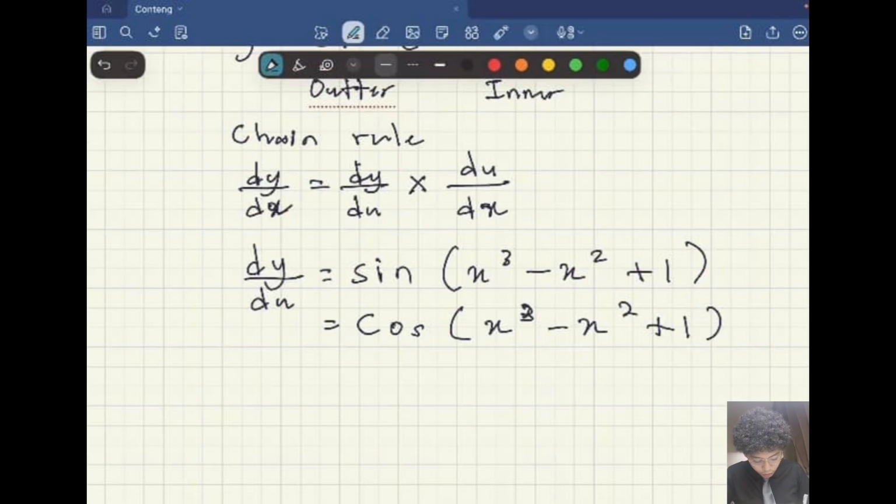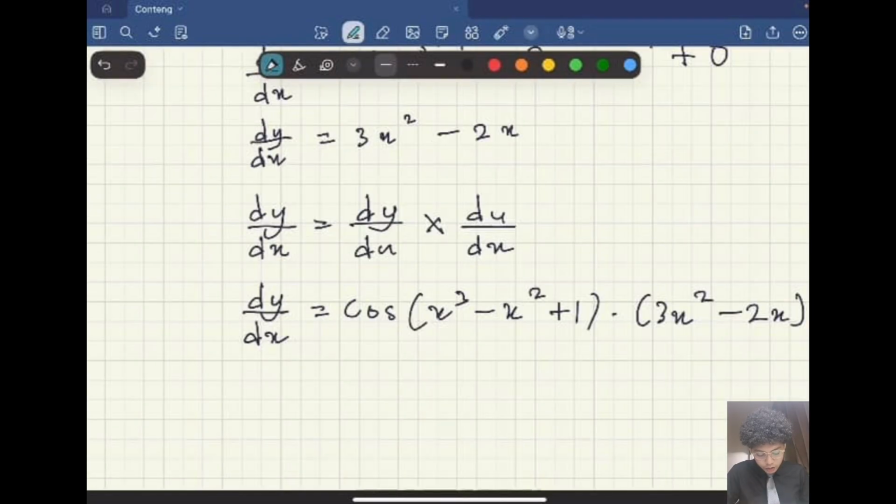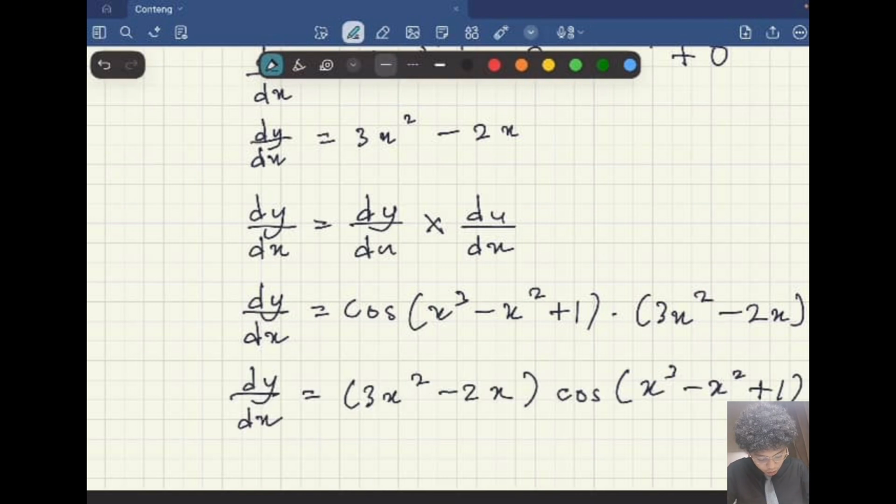For dy over du, we need to differentiate the outer function. For du over dx, we need to differentiate the inner function. Insert our functions into the formula, so dy over dx is dy over du multiplied by du over dx. After we multiply it, we will get our final answer, (3x squared minus 2x) times cos of (x cubed minus x squared plus 1). This is our final answer for this question.